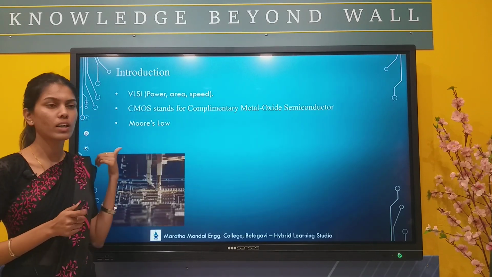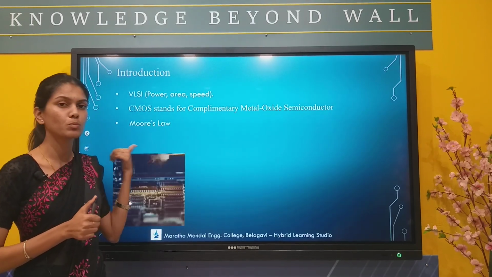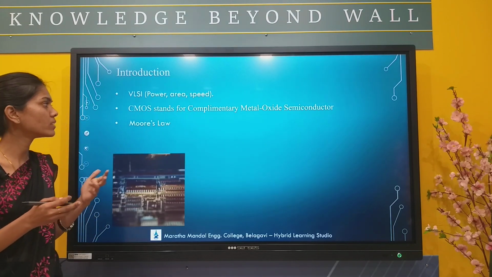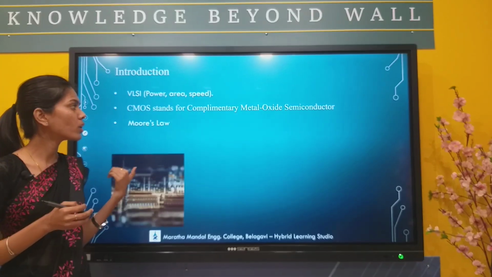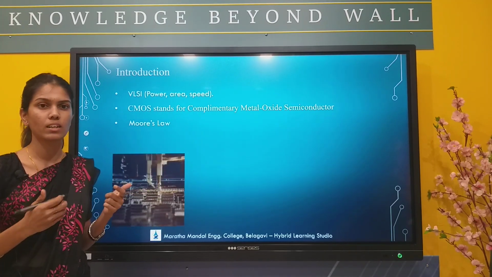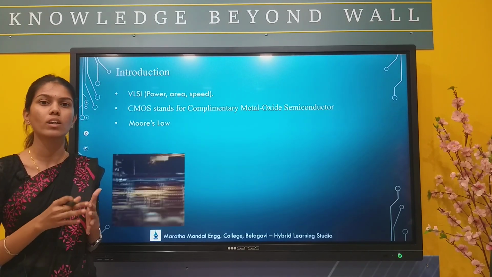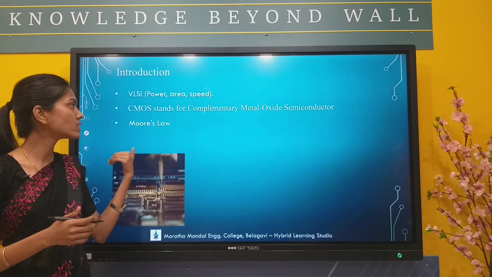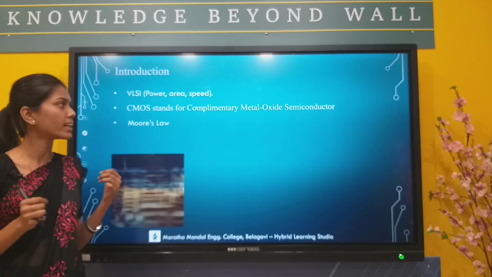We may already know Moore's law. Moore's law is by Gordon Moore. What he tells is that every 18 to 24 months the transistors integrated on chips are doubling. This has held true throughout the decades.